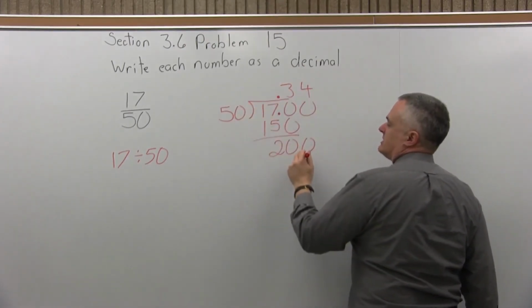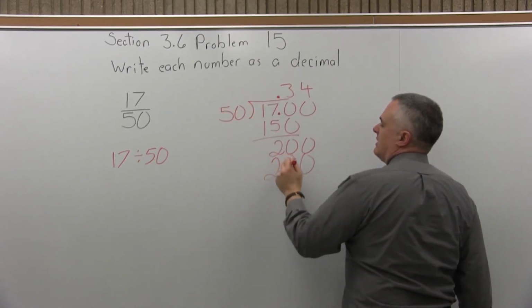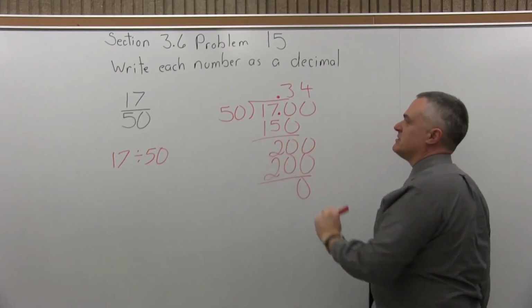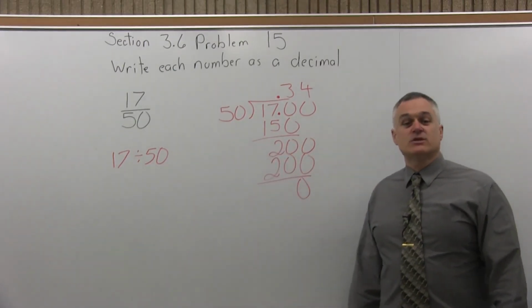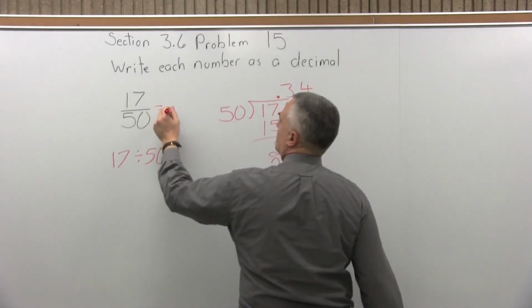Watch what will happen. 4 times 0 is 0. And then 4 times 5 is 20. And now I get 200. So 200 minus 200 remained as 0. So it went in evenly. So the answer is 0.34. The decimal equivalent of 17 over 50 is 0.34.